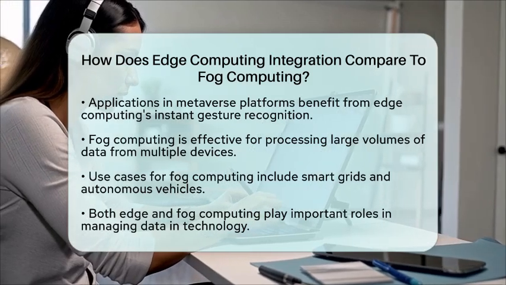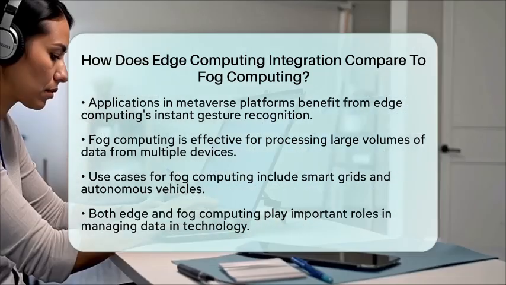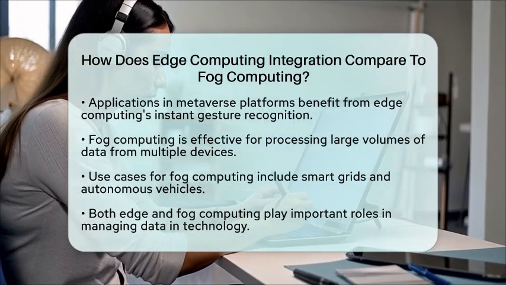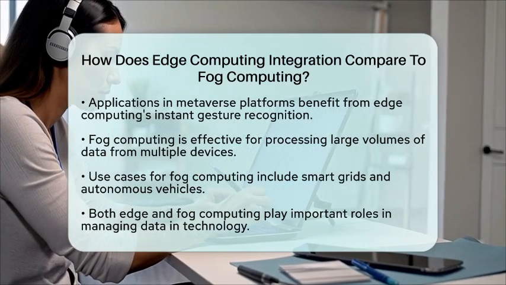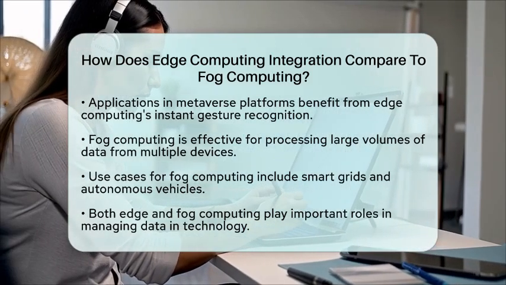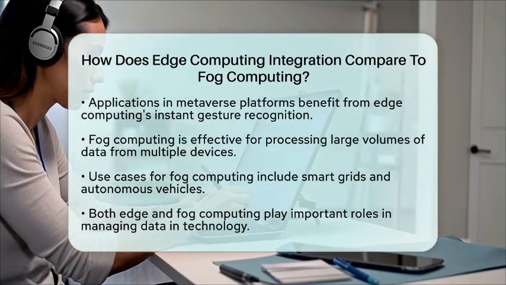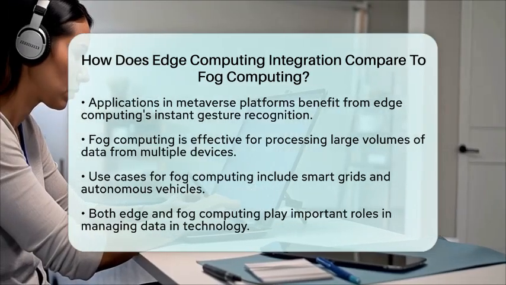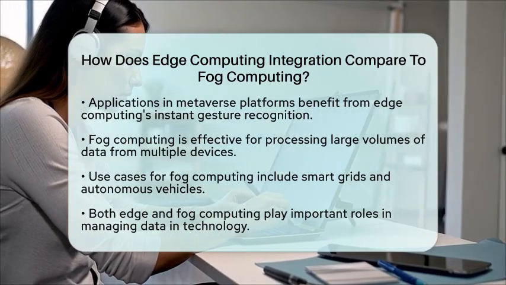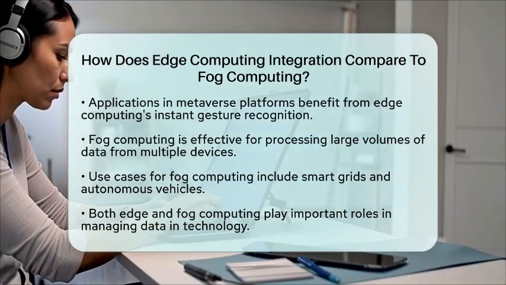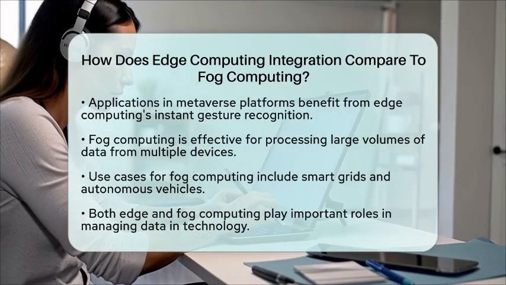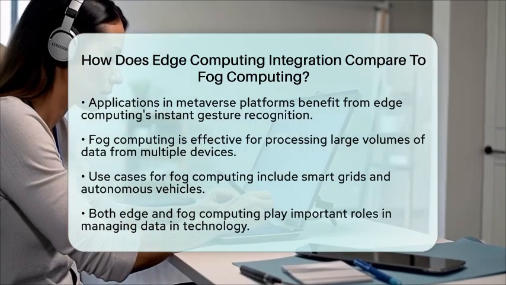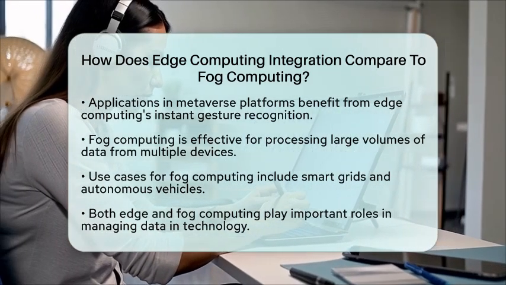In summary, edge computing integration focuses on processing data at or near the source device, making it perfect for real-time applications in extended reality and metaverse platforms. Fog computing complements this by providing a network of intermediate nodes that help manage larger data flows. Both play important roles in the evolving world of technology, with edge computing often being the go-to for immediate responsiveness and fog computing managing broader data coordination.